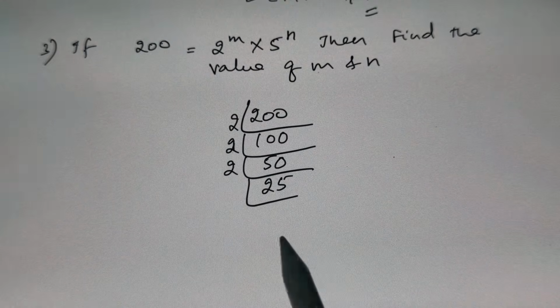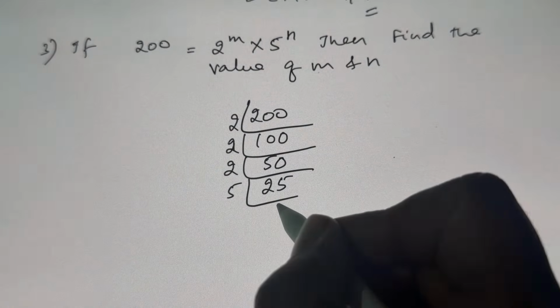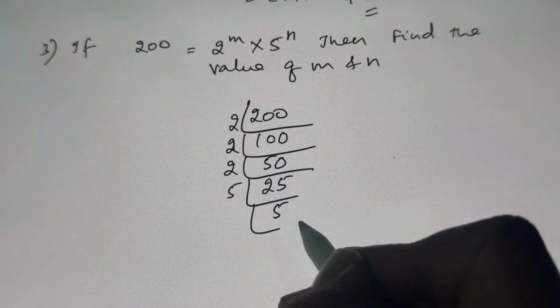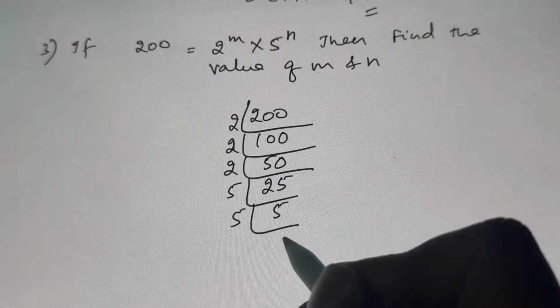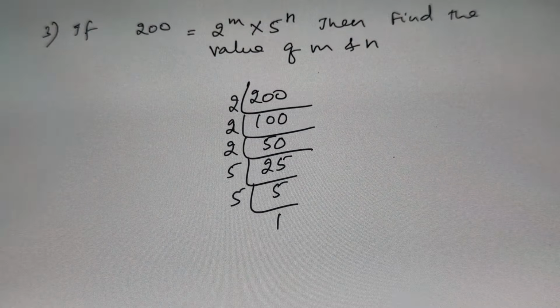Now you have to divide 25 by 5. 5 fives are 25. Then again we have to divide, 5 ones are 5. So these are the factors.